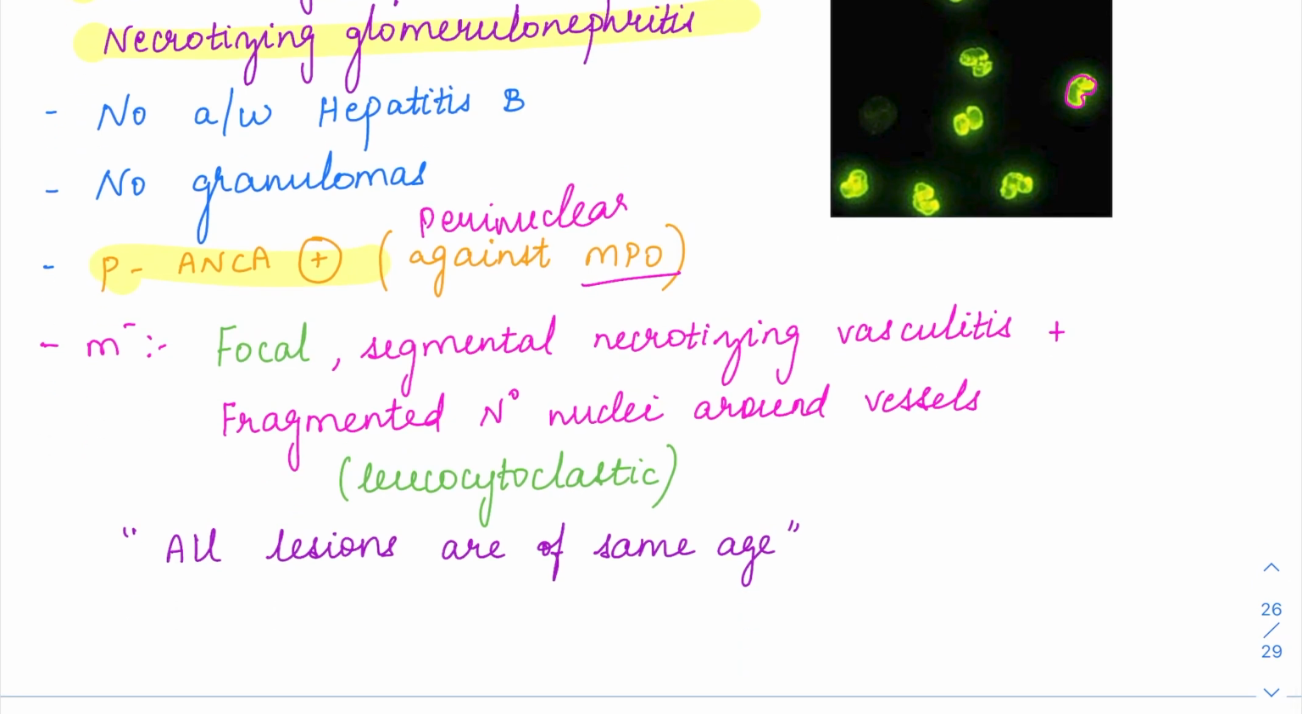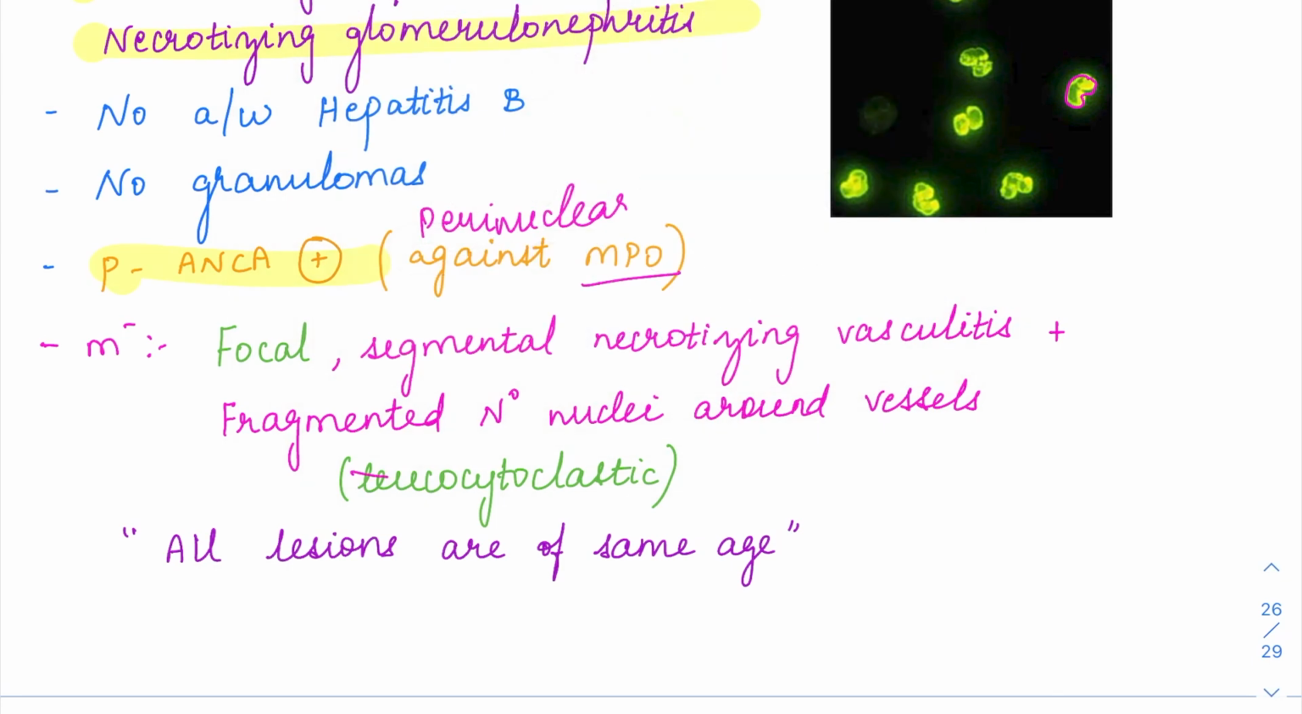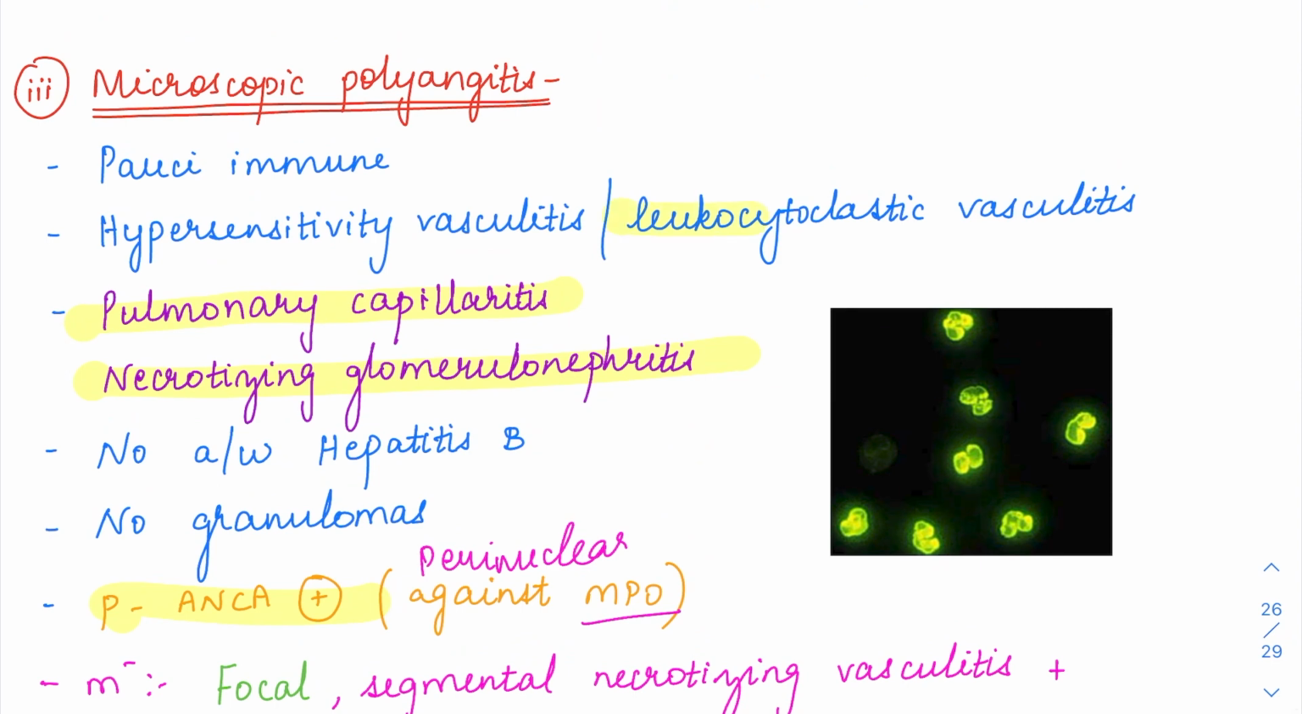So microscopically, what are the features? Same as in PAN, focal, segmental, necrotizing vasculitis. And here, a very important feature which distinguishes it from PAN will be the leukocytoclastic feature. Leukocytoclastic means the neutrophils' nuclei will be fragmented, and those fragmented nuclear debris will accumulate around the vessels. So that is why it is also called leukocytoclastic vasculitis.